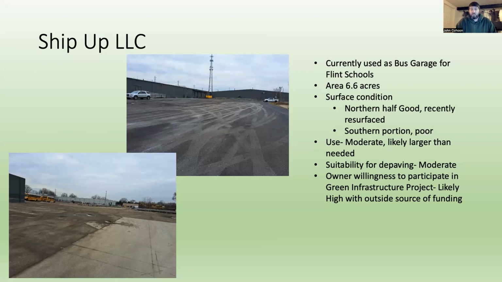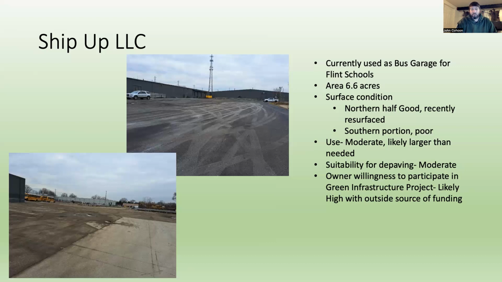So we think that in that regard, the suitability for some de-paving work or some green infrastructure work is moderate to high. Additionally, because the owners of this property are directly tied in with the Flint Community Schools, we feel that there is an opportunity to draw on some community buy-in, and that would likely increase the chances that the owner would be willing to partner with us on a project like that. Particularly if we were able to get some outside funding to make this project cost neutral for the owners of the property.